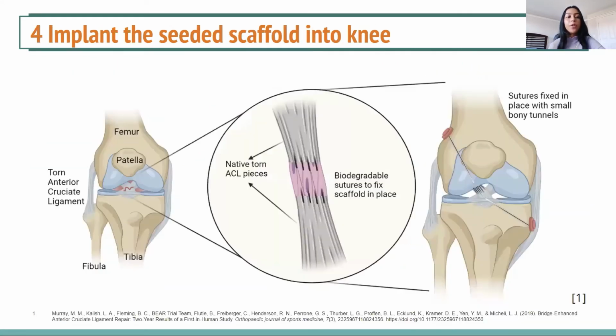Finally, the prepared scaffold would be implanted into the patient's affected knee using a suture repair technique, where our scaffold would be attached to the native torn ACL pieces using biodegradable sutures that would be fixated using small 4 millimeter bony tunnels secured with an endobutton on the femur and tibia. This is to ensure that the scaffold does not move out of place while the ACL heals. Additionally, the suture choice would be such that it does not degrade before a 6-month healing period is over.